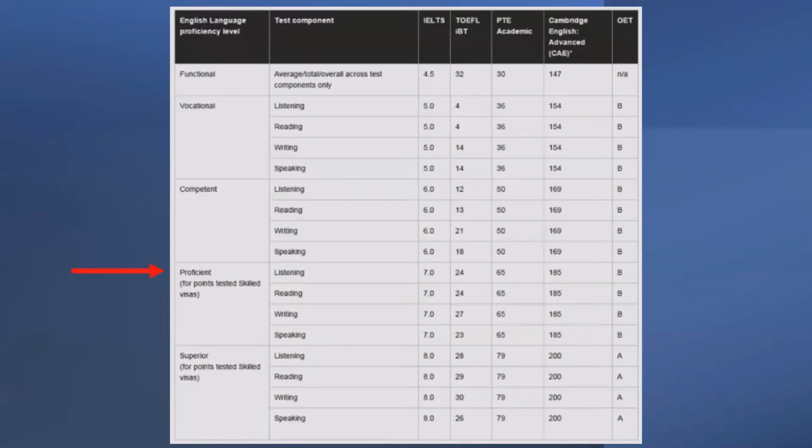And then as we go further up, now we're looking at proficiency. These are the levels that you may need for skilled visas and maybe for university, things like that. And if you have a superior level, this can open up a lot of doors for you when it comes to your English levels for a particular trade, a particular skill set, a particular visa, and a particular institution as well.